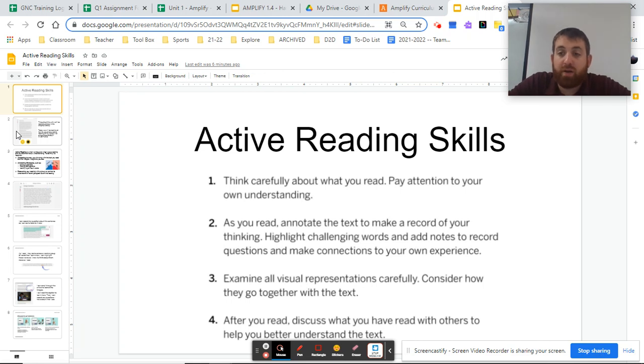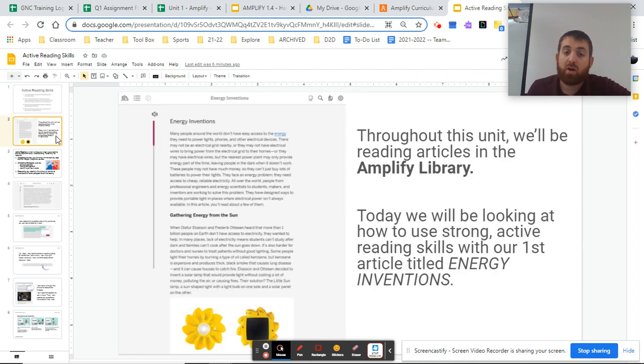Hey everybody, Mr. Regan here, and today we're going to be looking at how we're going to be using active reading skills as we get into our very first article for our very first unit. The article that we're going to be reading today is called Energy Inventions, and we're going to be finding this article in our Amplify library.